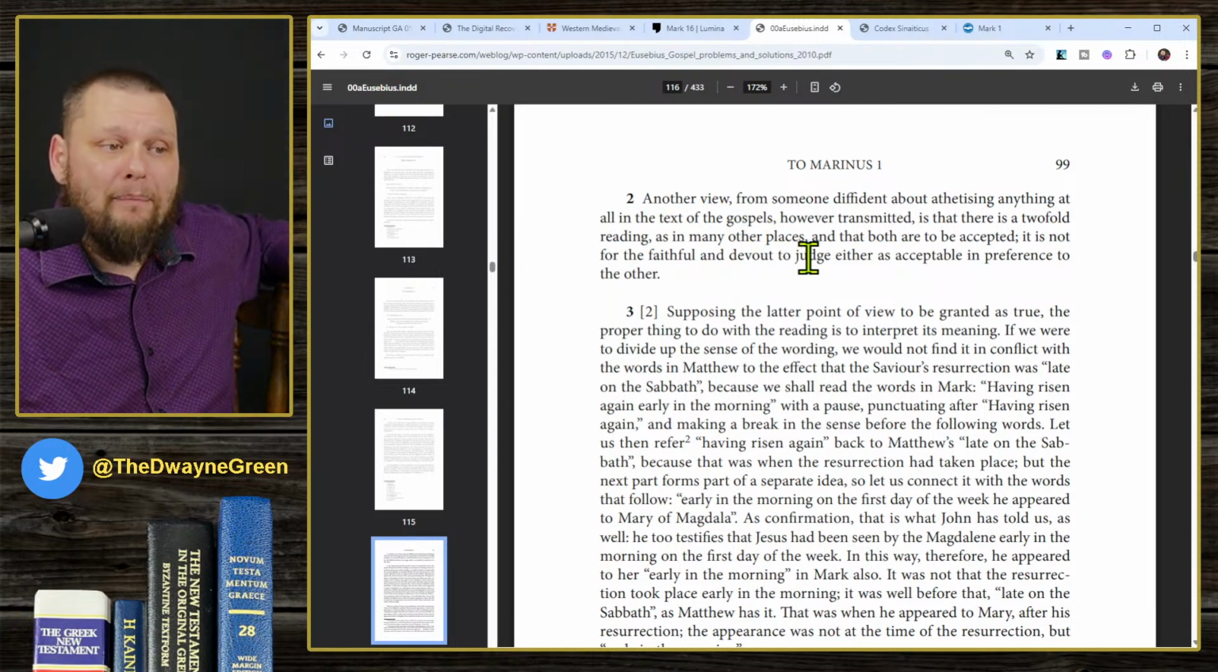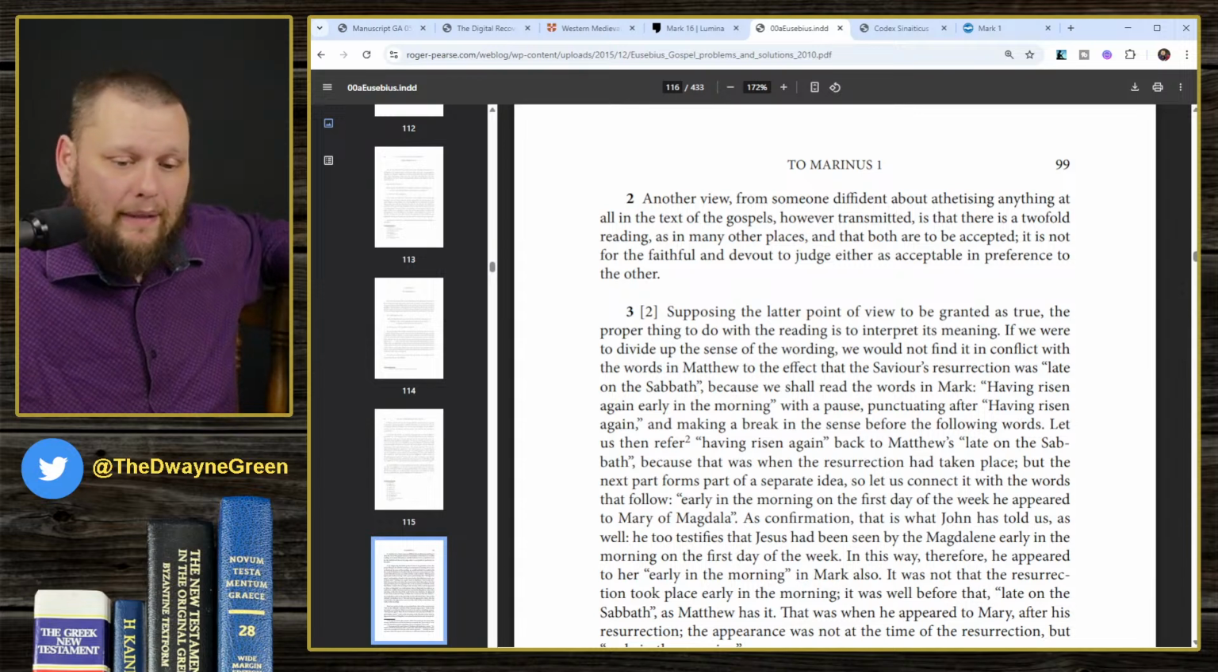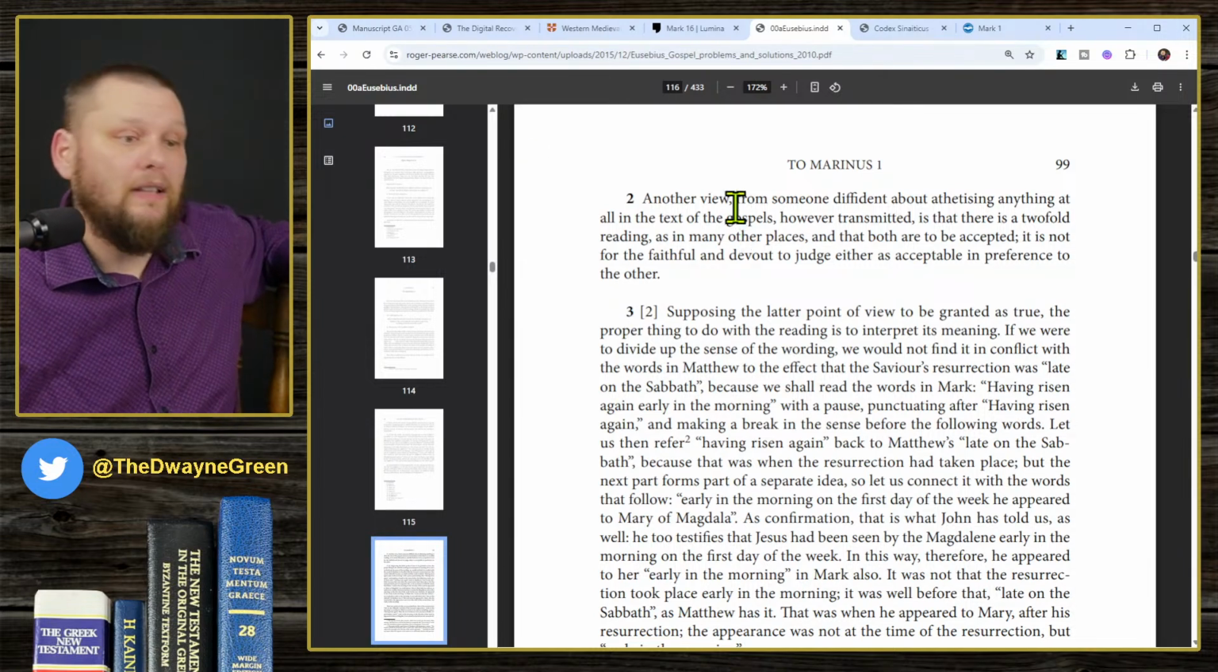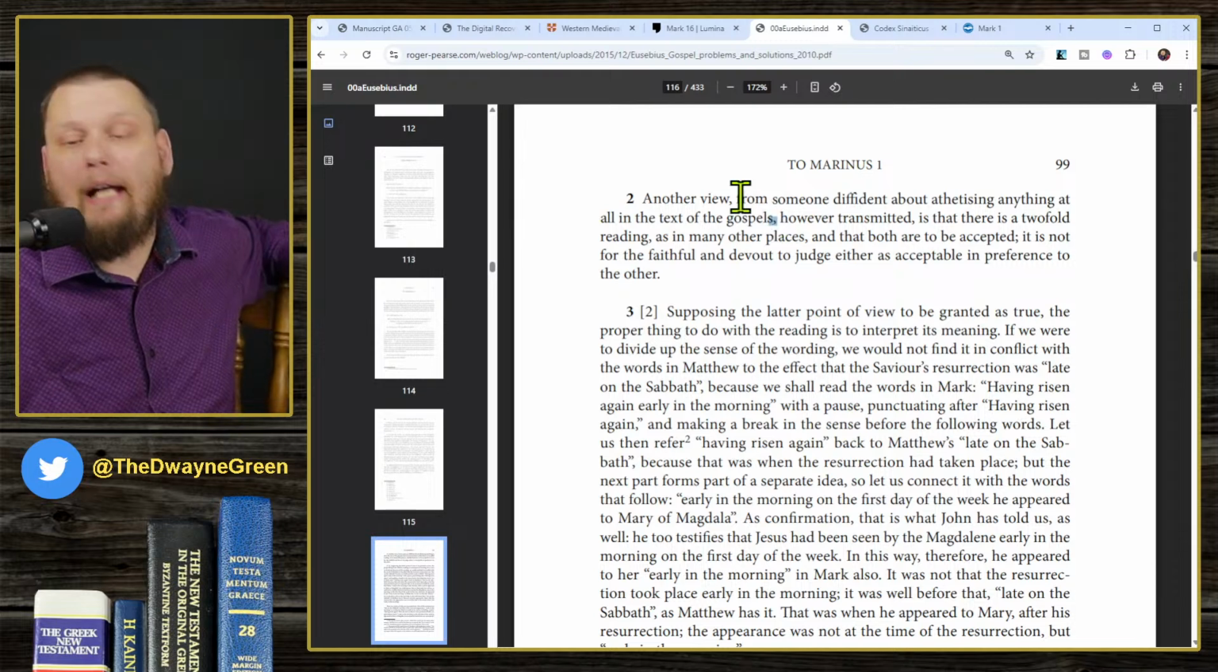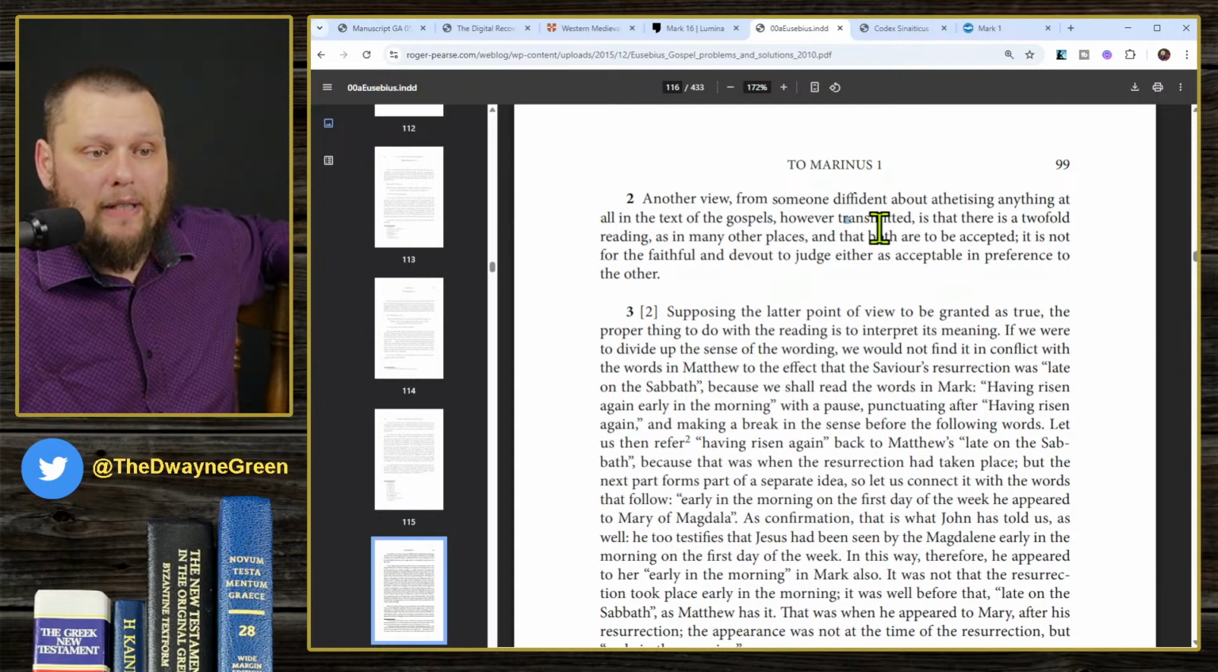So the second way in which he tries to handle this supposed contradiction is this. Another view, and this is Eusebius writing, from someone diffident about athetizing anything at all in the text of the Gospels. So basically for people who just don't want to call anything spurious, however transmitted, is that there is a twofold reading, as in many other places, and that both are to be accepted. It is not for the faithful and devout to judge either as acceptable in preference to the other.